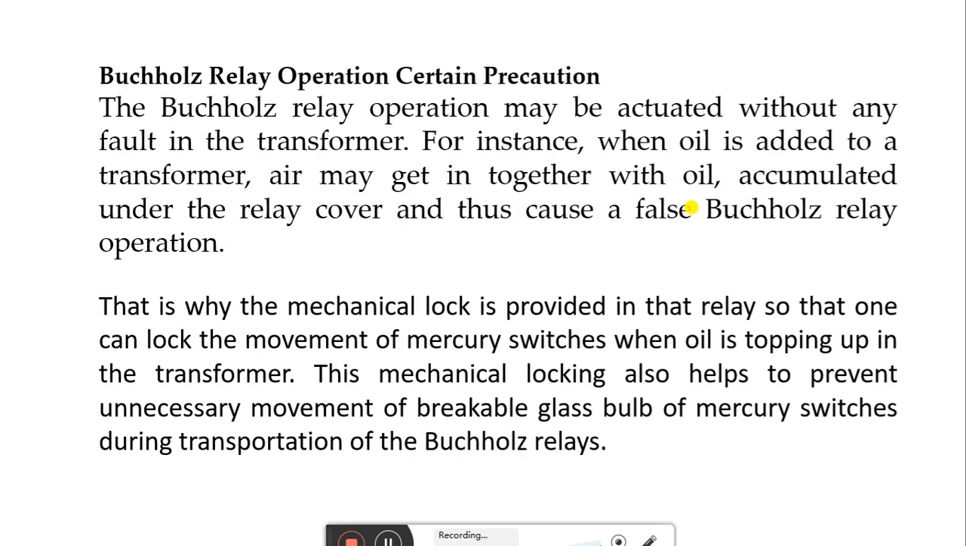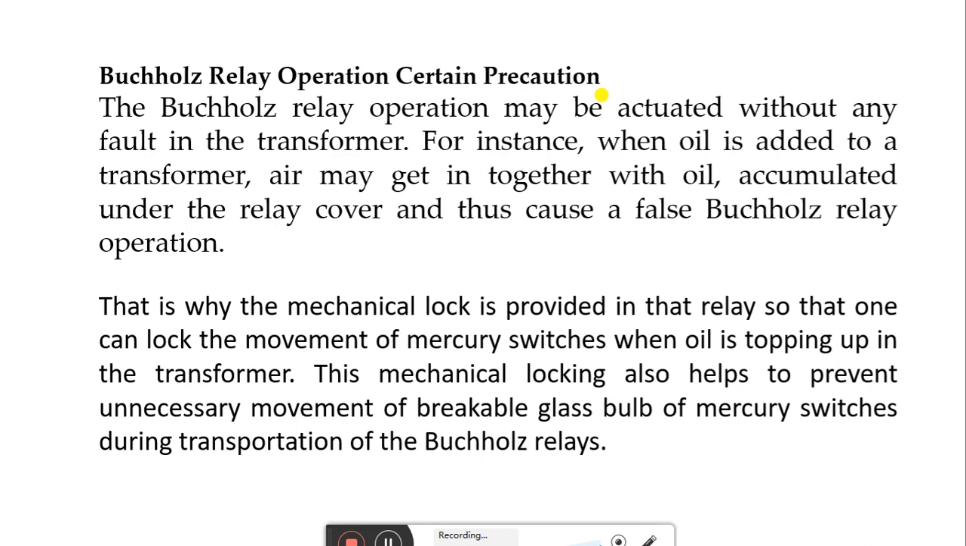So we can say that in normal condition the Buchholz relay will not operate when there is no fault and the system is running normally. But during a fault, such as winding turn faults, short circuit fault or overheating of the transformer, the Buchholz relay will operate. But sometimes the situation is different, and then also this Buchholz relay will operate.